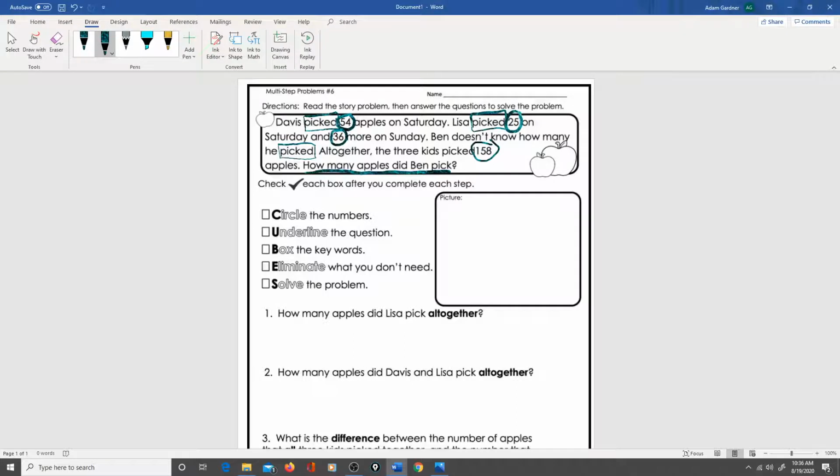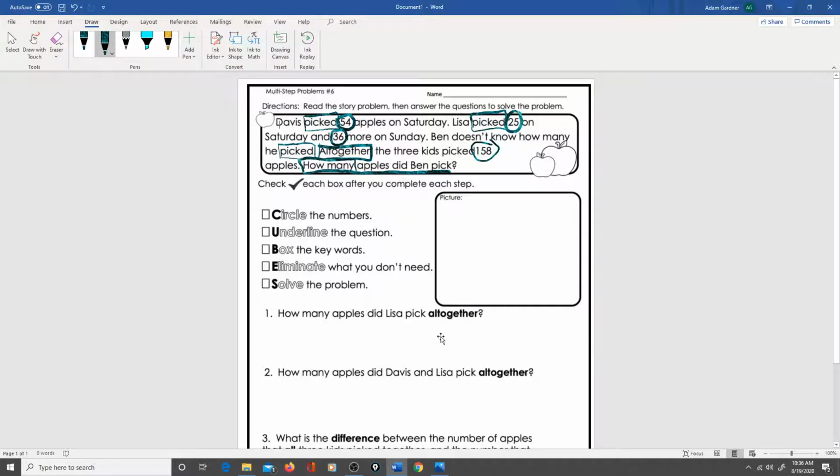All right. And then this word altogether. Again, altogether is another one that's going to tell us we're looking for some total. Okay. And then picked 158 apples. How many? So this is important because this is a key math term. How many? Okay, so we're looking for some total.